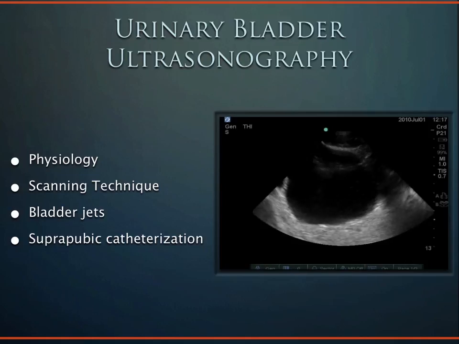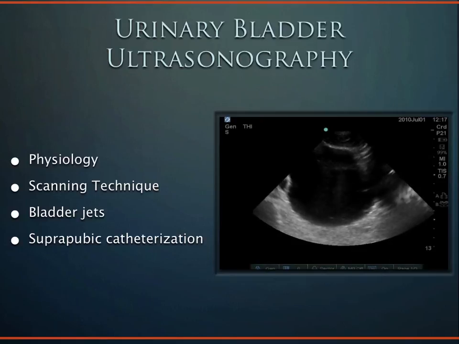We're going to change gears now and talk about the bladder. We're going to move from the kidney and skip the ureters because we can't see them, and go down to the bladder, okay? And we're going to talk about the physiology of the bladder and some of the scanning techniques we use to look at it. Bladder jets, as you're seeing here, this is a grayscale image of the bladder jet.